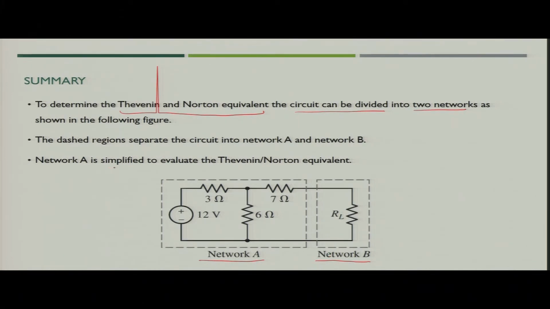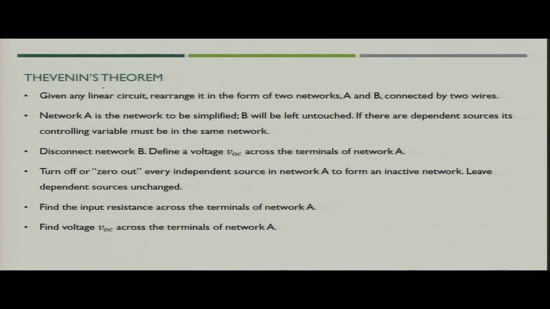So, what next? Network A is simplified to evaluate either Thevenin or Norton's equivalent. So, you will see terminal A B here. The left of this would have either Thevenin or Norton's equivalent, so that you can solve it by adding that equivalent to the resistance, that is network B, and find out the circuit variables across RL.